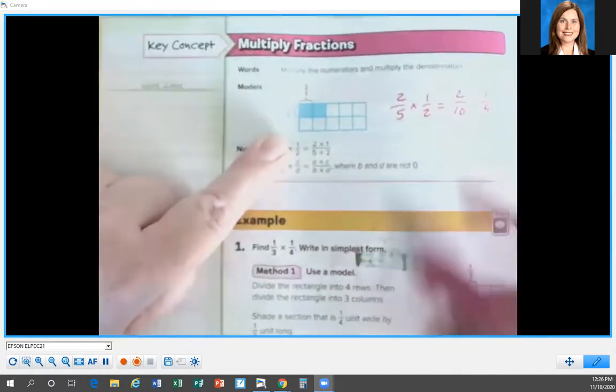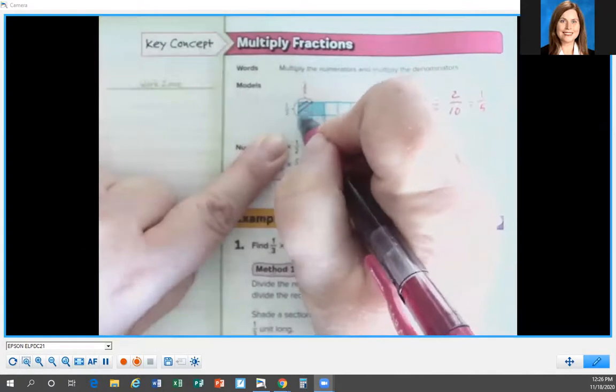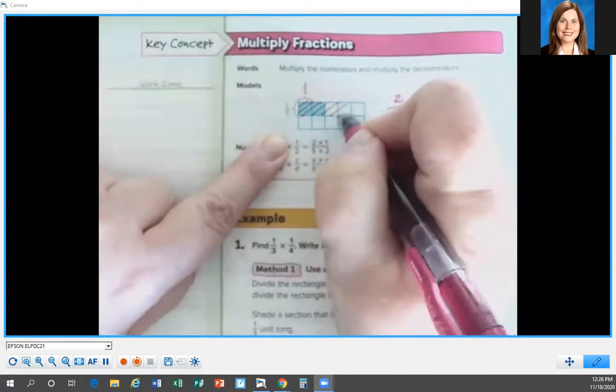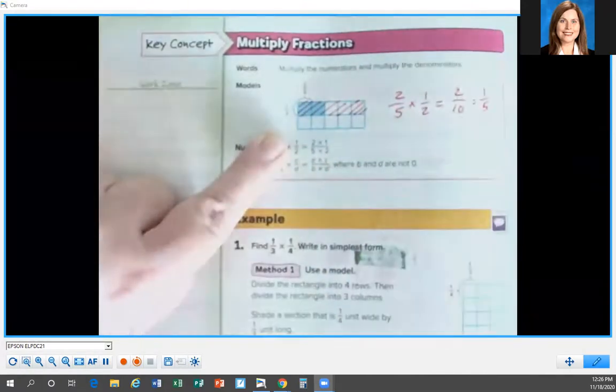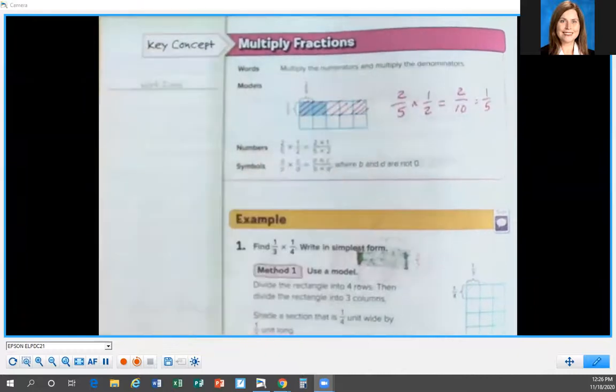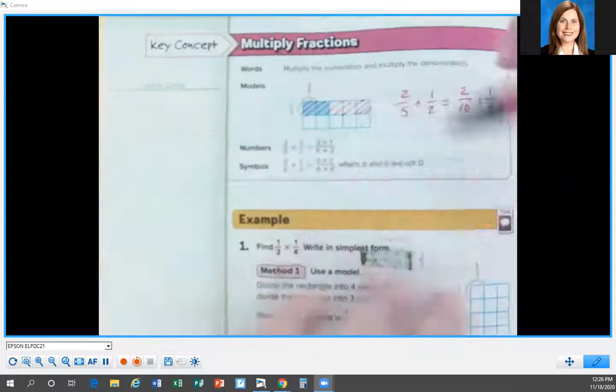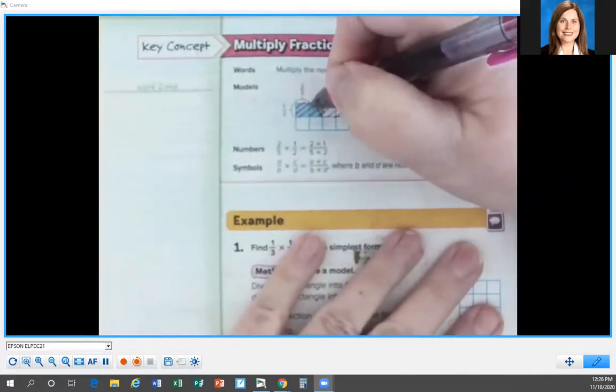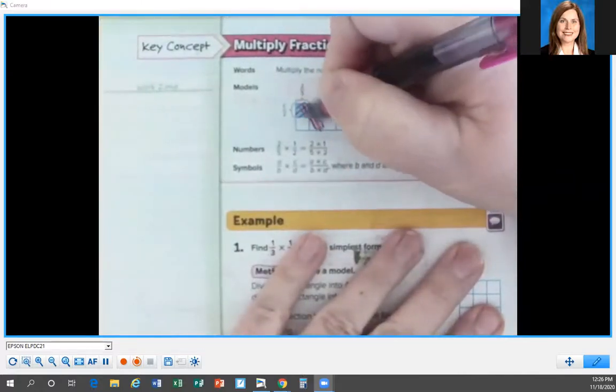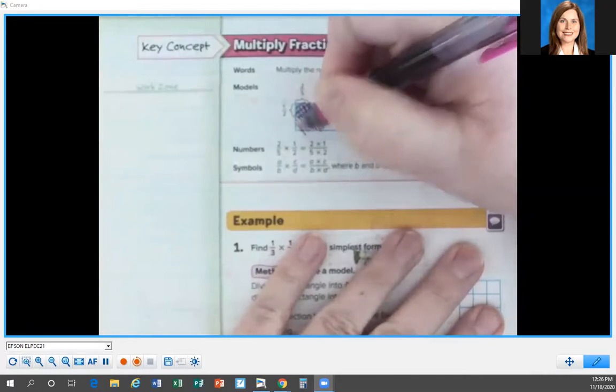All right. So 1/2, I shade my diagonals this way. That's shading half the rectangle. And then 2/5 would be these 2 columns. And then I shade these using diagonals going the opposite way.